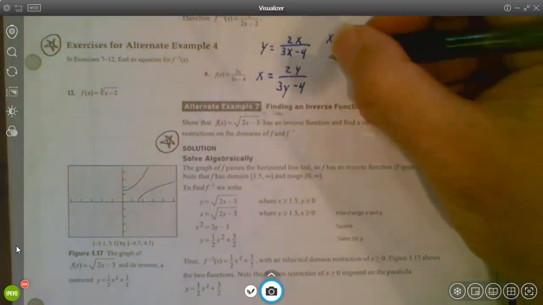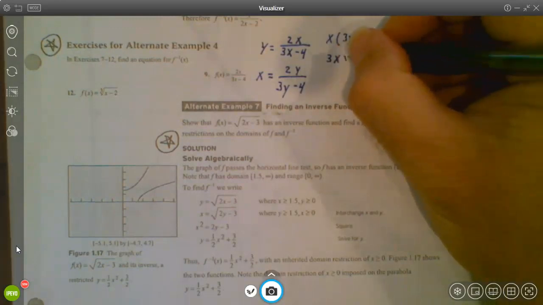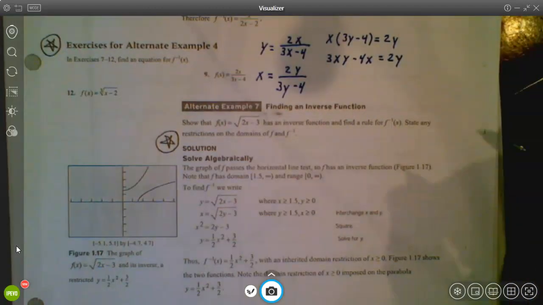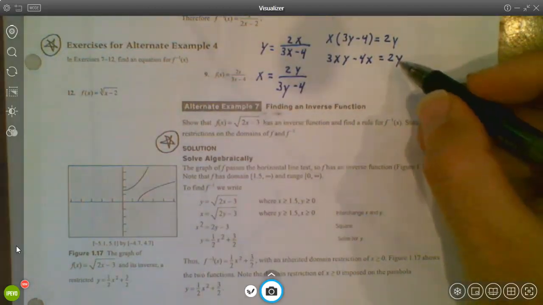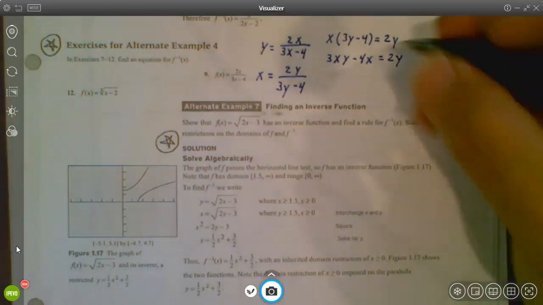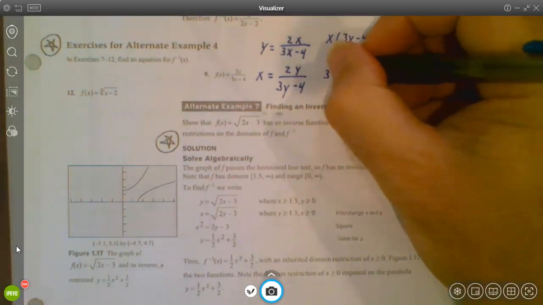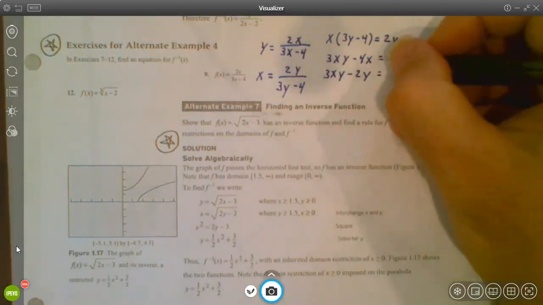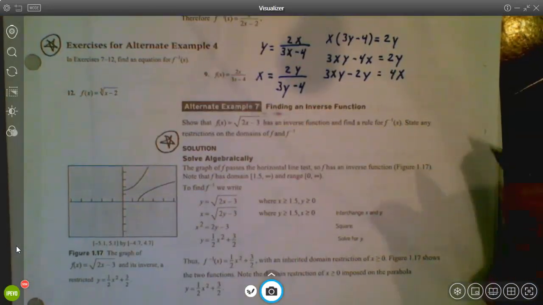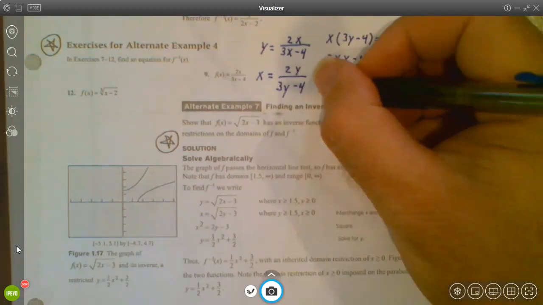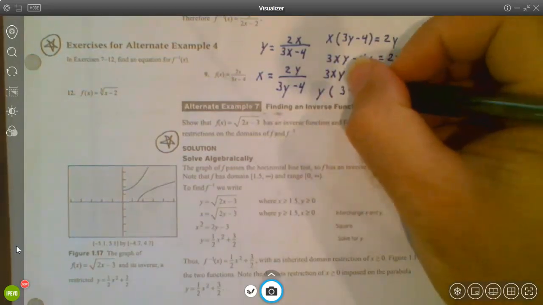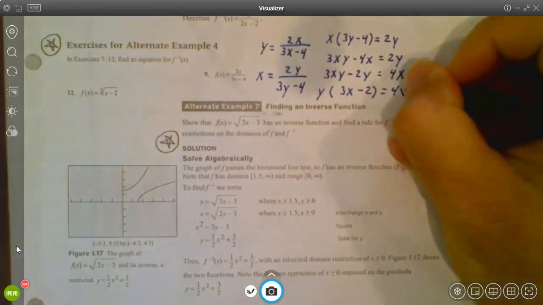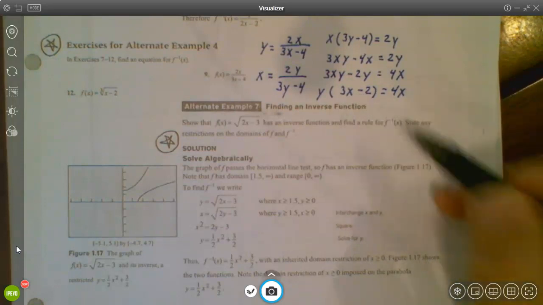Let's distribute that x. And then I want to get my y values on the same side, so I'm going to subtract him over, and I'm going to add this over to here. So I'm looking at 3xy minus 2y equals 4x. Got my y values on the same side, so I can factor the y out. Leaves me with 3x minus 2. And last step is I would just divide this over to here, and we have our inverse.